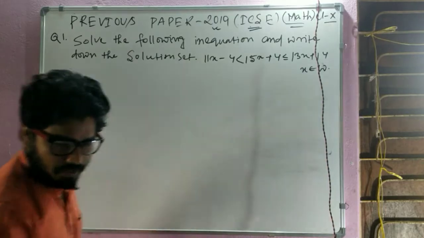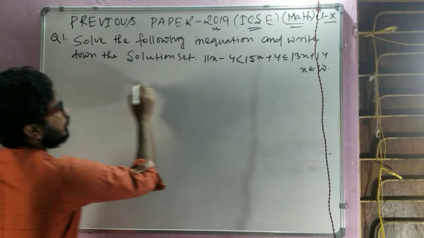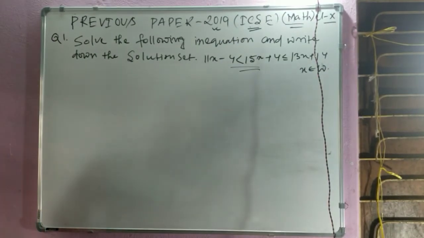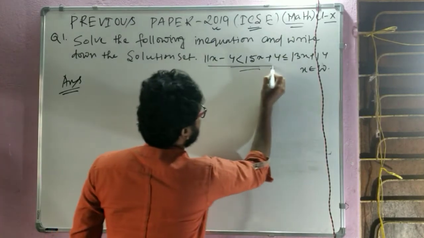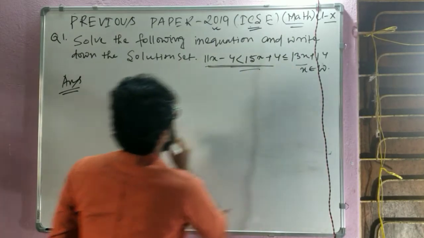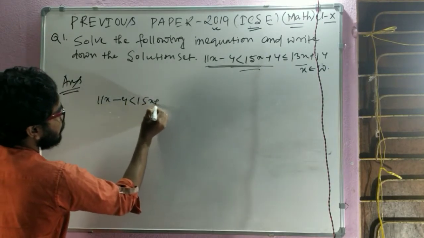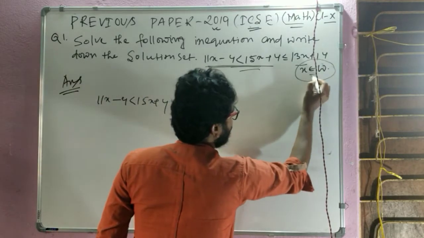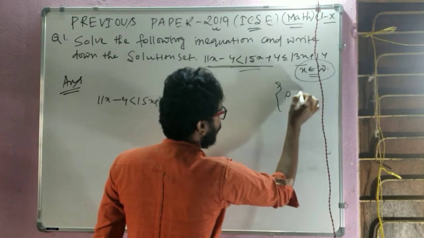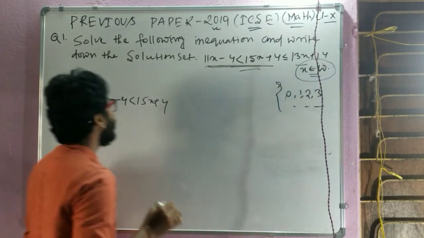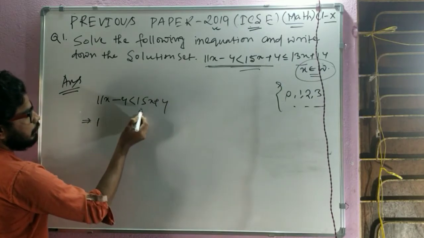2019 question paper. First question: solve the following inequation and write down the solution set. This inequation has two parts. First part, 11x minus 4 less than 15x plus 4, where x belongs to W. W is the whole numbers, starting from 0, 1, 2, 3, and so on. The first part given is 11x minus 4 less than 15x plus 4.